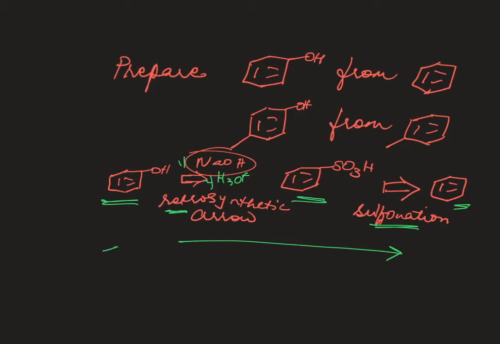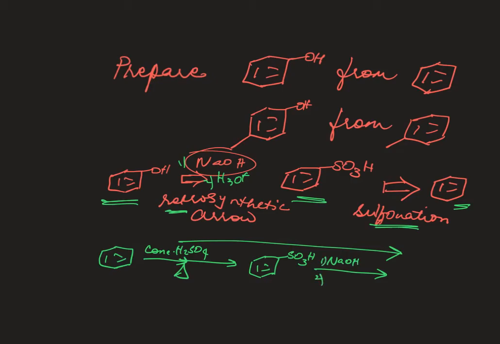So you would say that benzene will have to be treated with concentrated H2SO4, which with heating will give you benzene sulfonic acid, which after treatment with sodium hydroxide and H3O plus, strong heating is required in the process. It will give you phenol.